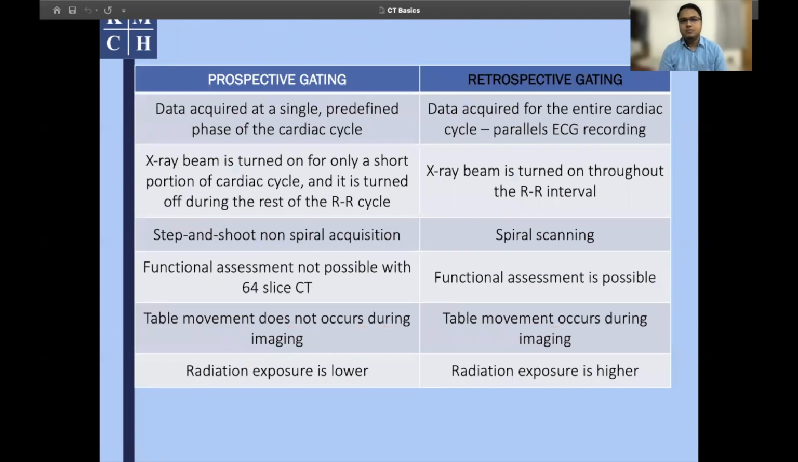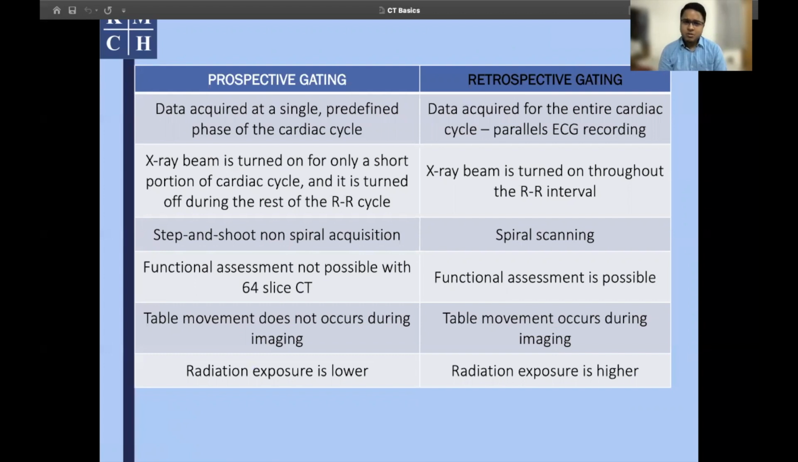Coming to the differences between prospective and retrospective gating, in prospective gating, the data is acquired in a single predefined phase of the cardiac cycle, whereas in retrospective gating, the data is acquired for the entire cardiac cycle. And the X-ray beam is turned on only for a short portion of the cardiac cycle in prospective gating, whereas it is switched on throughout the cardiac cycle in retrospective gating. Prospective gating uses an axial step and shoot acquisition, whereas retrospective gating uses a spiral or a helical acquisition. Functional assessment is possible because the entire cardiac cycle is covered in retrospective gating, whereas it is not possible, especially when you're using a lower generation scanner.